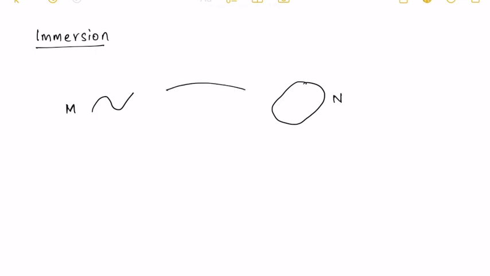Okay, so the first topic that we need to learn about is immersion, right? So immersion is a property that is defined for mapping functions between manifolds. Okay, so let's define some manifolds first. Let's say we have a manifold M as such and a manifold N like this and a mapping function between these two manifolds, psi.